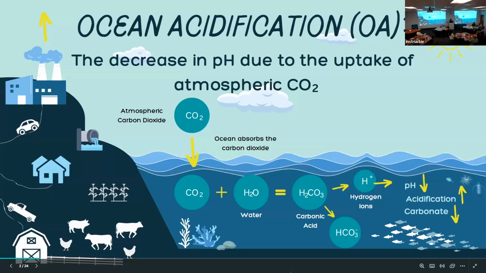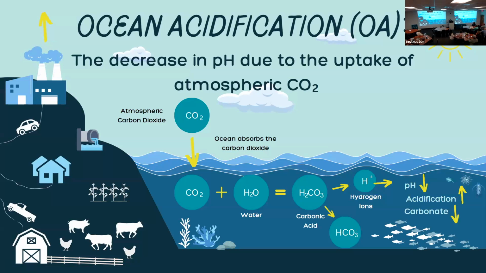So the first thing I want to talk about is the basis of what ocean acidification is. Ocean acidification, or OA as I will reference it, is basically the decrease in pH due to the uptake of atmospheric carbon dioxide. Now, for most of you guys, one of the water quality parameters you measure is pH. When we look at ocean acidification in general, we can see with our image here that carbon dioxide is being inputted into our system with our yellow arrow up there.